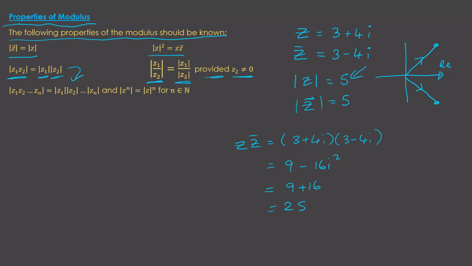And then an extension of this one is that if we have a whole string of complex numbers multiplied together, and we take the modulus of that, then it's equal to the individual moduli being multiplied together. And an extension of that is if all of those numbers are the same, then we have mod z to the n, which is the same as having mod z then raised to the power n, and that works for n as a member of the natural numbers. Remember, those are the counting numbers, 1, 2, 3, 4, 5, and so on.